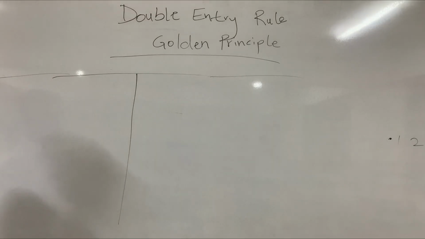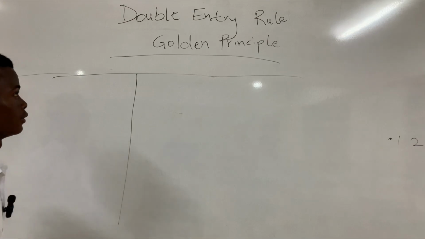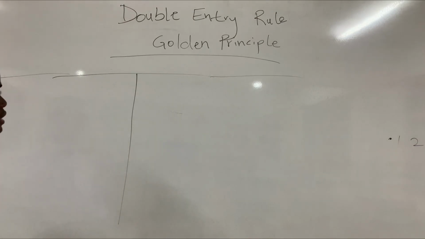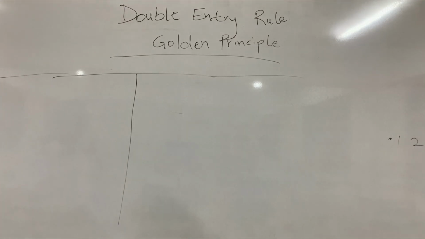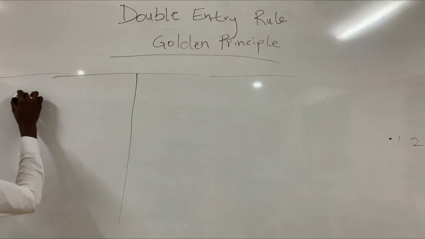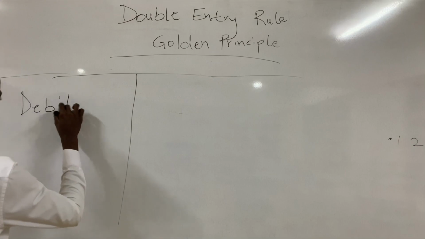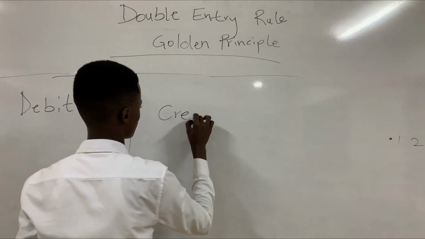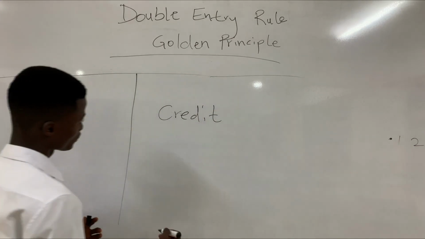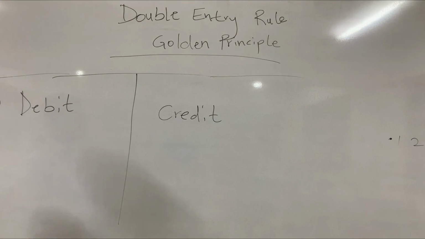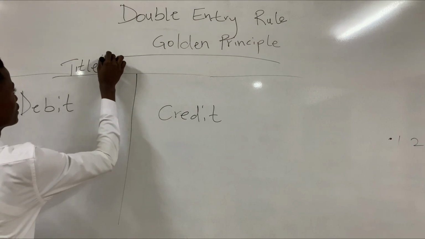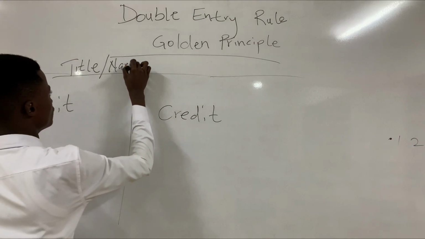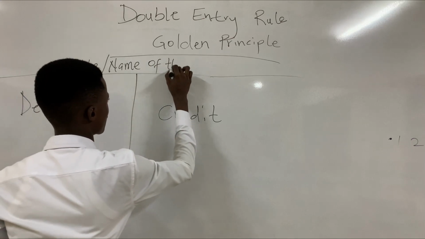So this is a typical specimen of how an account looks. In every account, as we said, it is divided into two halves. So this side and then the other side. This side is called the debit side, and here is called the credit side. Every account has a title or name of the account. So the name or the title of the account will be written here.